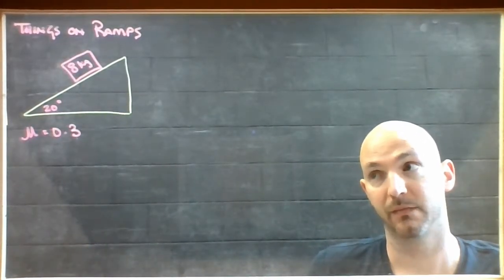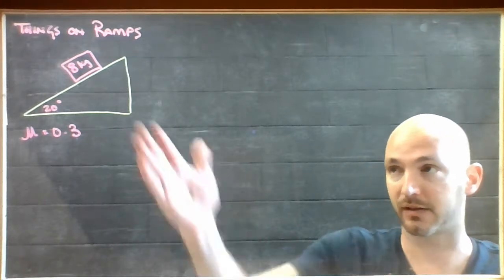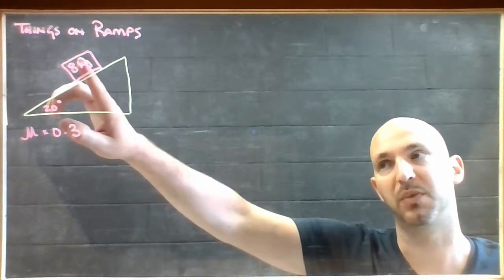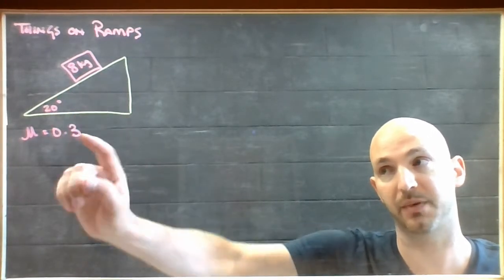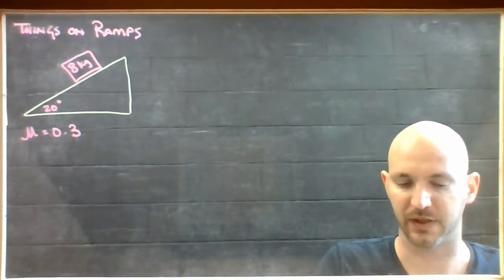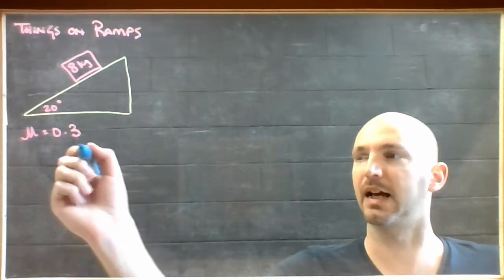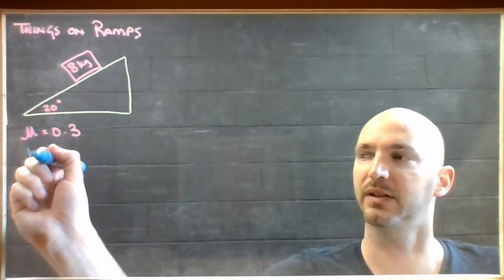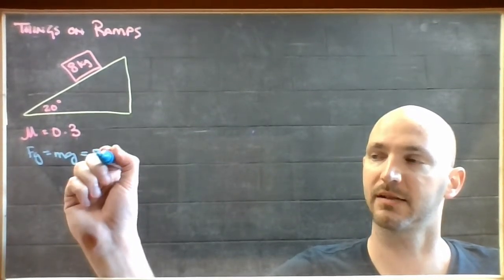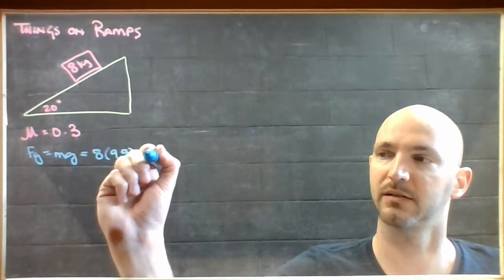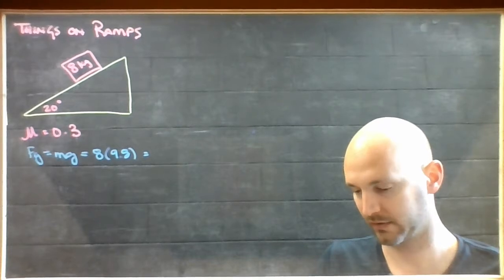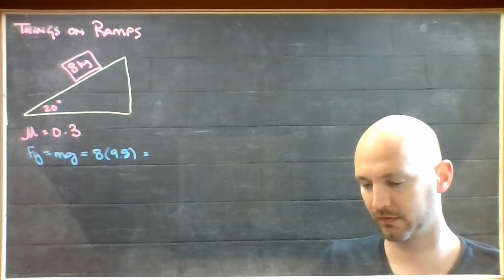So I have a ramp here that is tipped at 20 degrees. There is an 8 kilogram block sitting on it, and there is a coefficient of static friction between the 8 kilogram block and the ramp of 0.3. So there's a few things you're going to have to remember here. The first one is that the force of gravity is mg, which for this block would be 8 times 9.8, which is 78.4, I think. Yep.